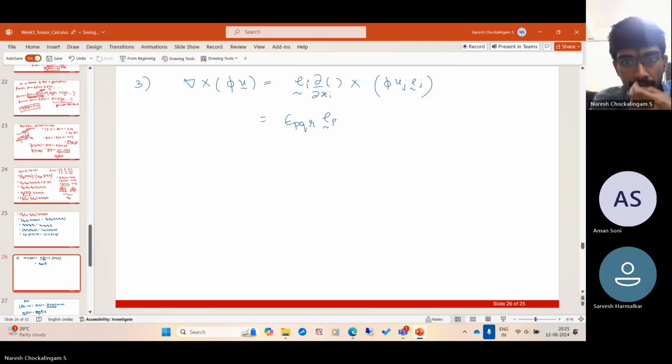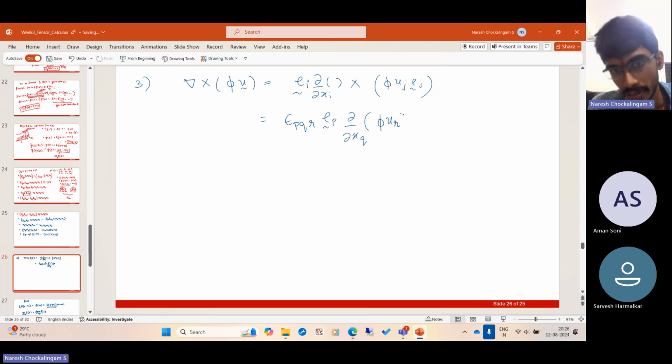So first you have to use the qth component of the first vector. The ith component of the first vector is dou by dou xi, so the qth component will be dou by dou xq, and the rth component of the second vector. Phi is a scalar, and u is the vector, so phi uj is the jth component. So for the second vector, the rth component will be phi ur.